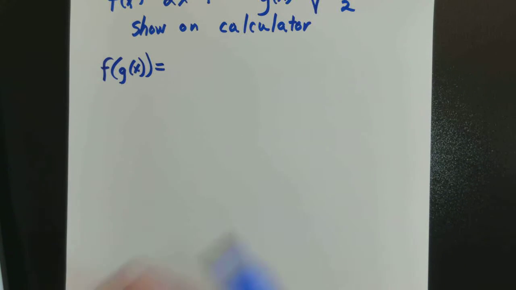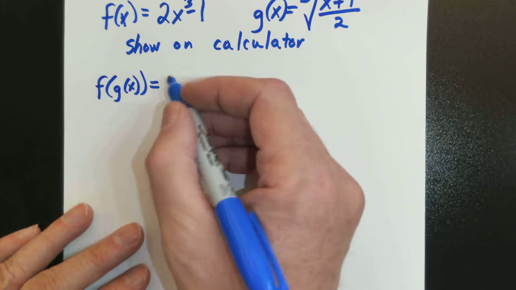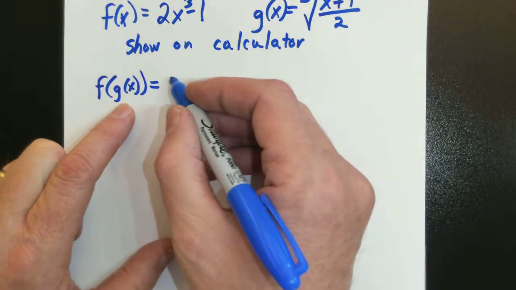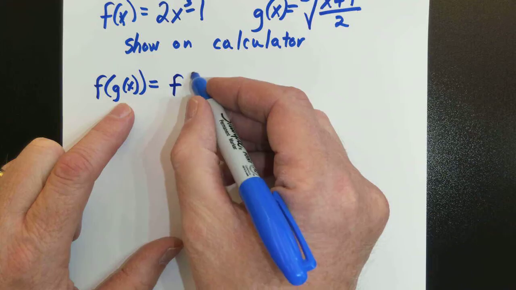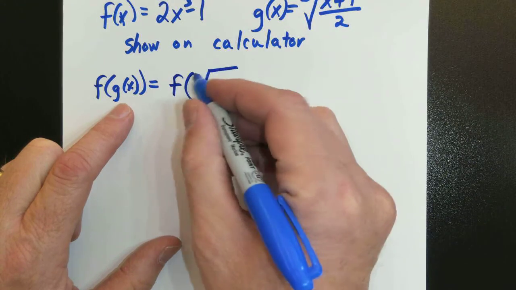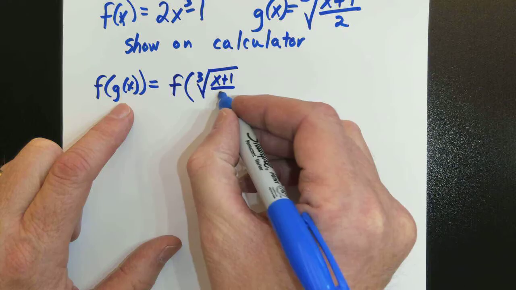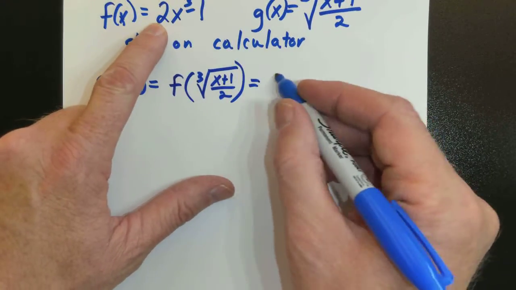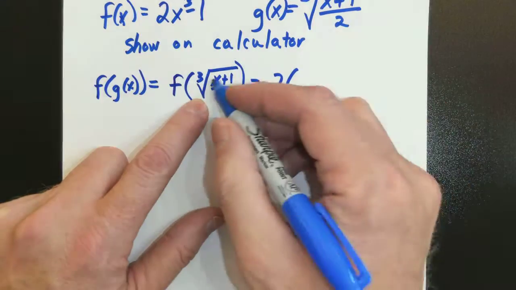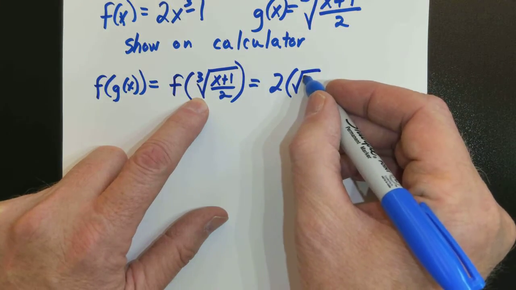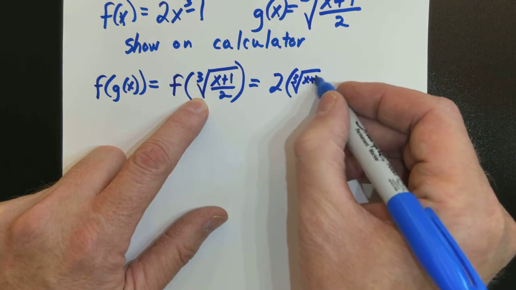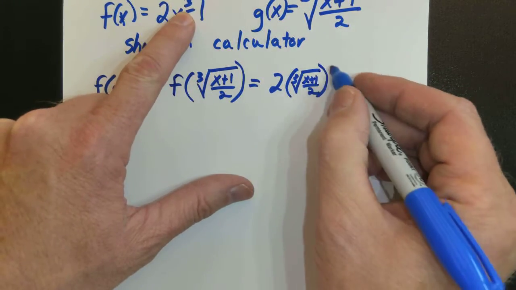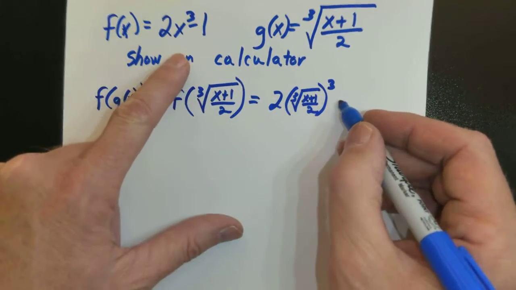Let's make sure. Sometimes, if we have to prove it, we have to go through the algebra to do that. So f of g of x is f of the cube root of x plus 1 over 2. The f function says take 2 times your input, which is the cube root of x plus 1 over 2, raise that to the 3rd power, and then subtract 1.